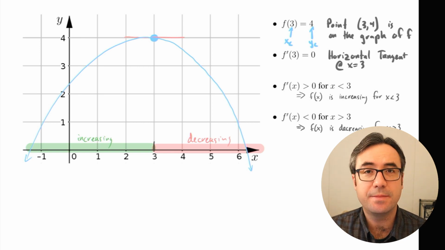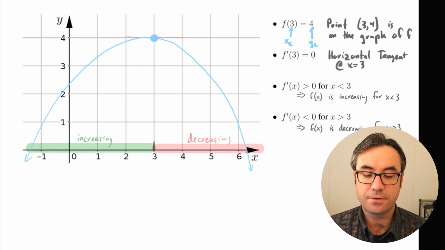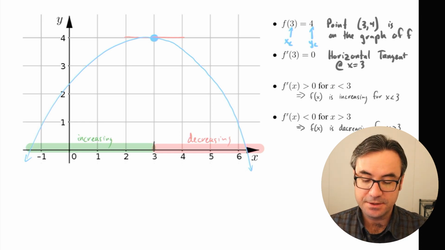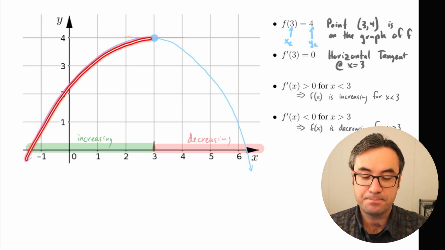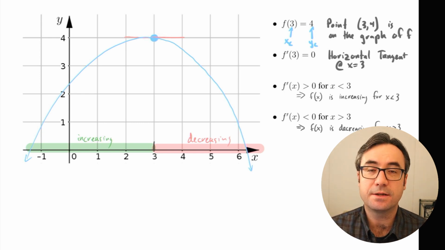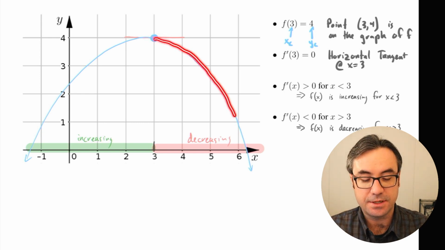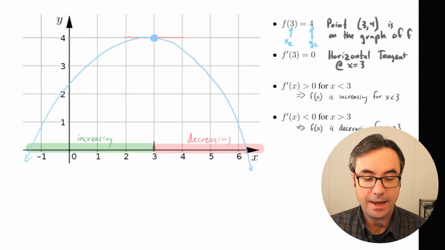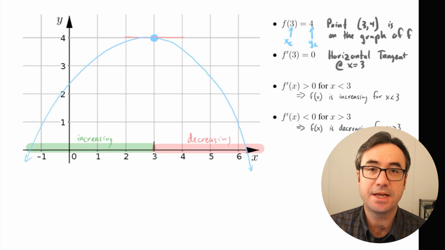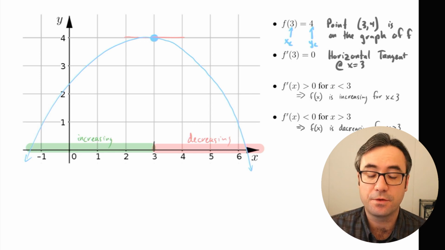Maybe it's symmetric, maybe it's not. But we're just looking for a graph that satisfies these conditions. So if we look at this, yep, our graph is moving up. Then it flattens out momentarily right there. We have a horizontal tangent. And then it starts decreasing. And that point is on our graph. So this is an example of something that satisfies all 4 of those properties.